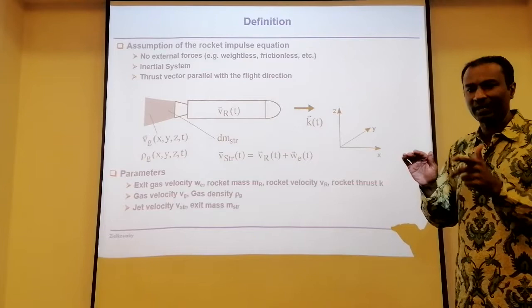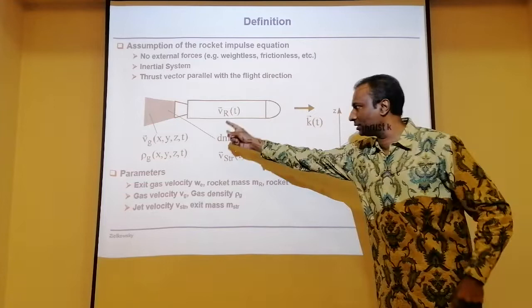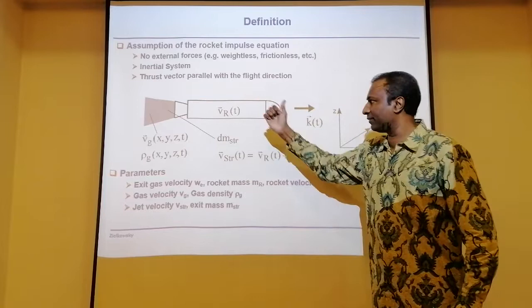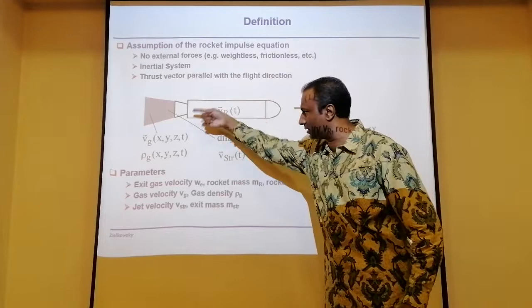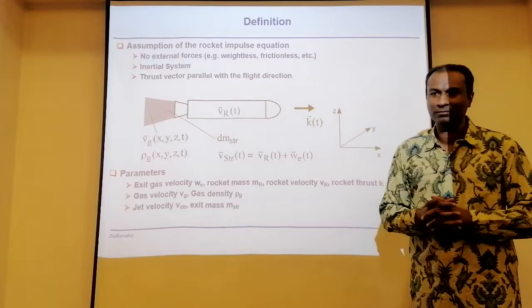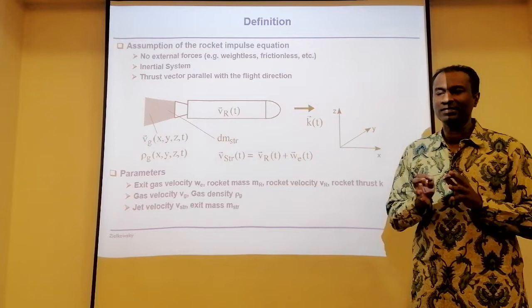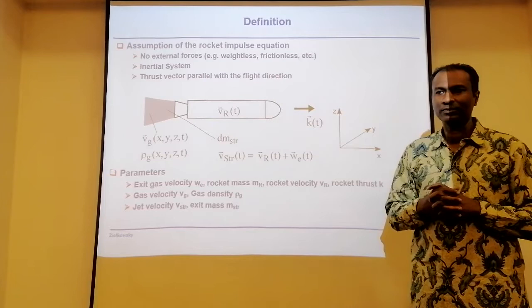Then thrust vector. If I model the rocket, just a very simple rocket, let's say, this is the flight direction. The thrust vector is going to be parallel to the flight direction. Now these are very ideal. Whether it happens in the actual application, chances are very slim, because there will be some deviations for sure. But what we say is that these are the assumptions that we have.